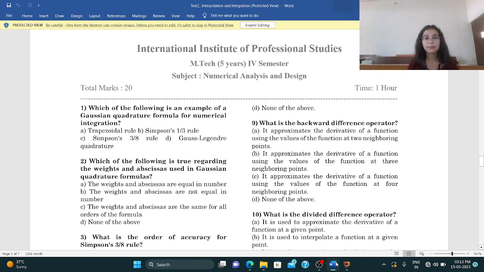Now, this is the paper of IIT's MTech 4th Sem NAD second internal paper. Now, let's start our discussion on this paper.